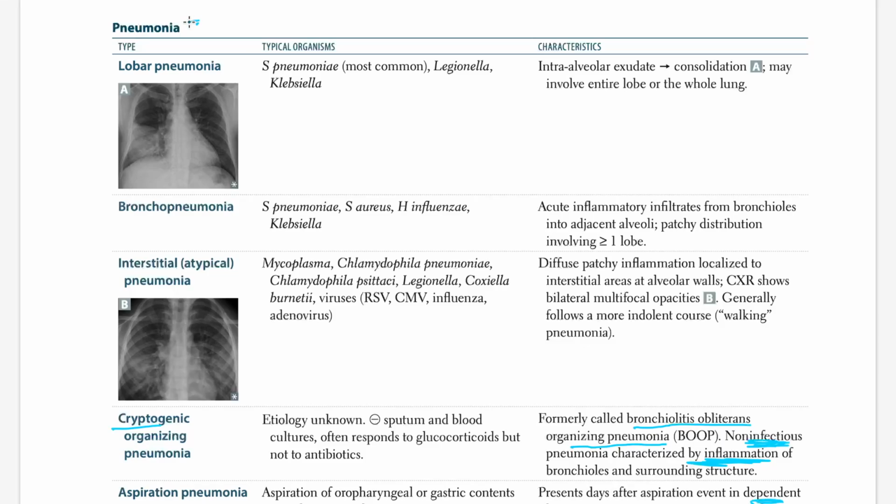Okay, what are the clinical features? Somebody comes in with pneumonia, any type, except atypical. What are the clinical features, how are they going to present? So they will be having fever, chills, productive cough, dyspnea.